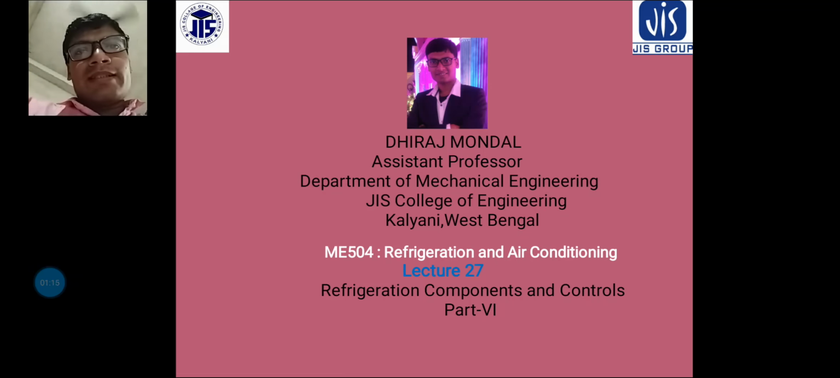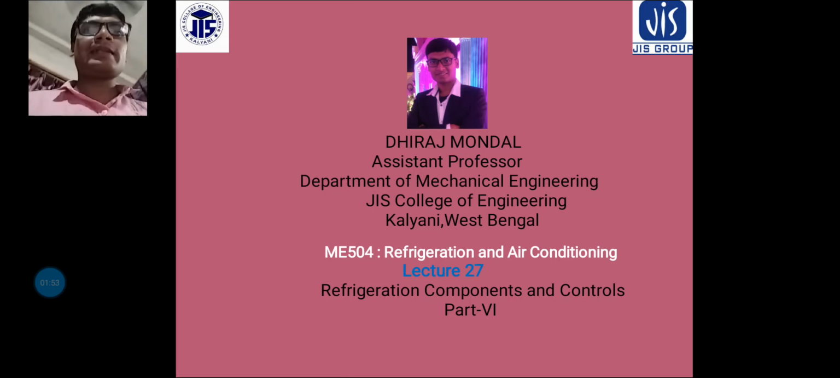You know that we were discussing the refrigeration and air conditioning subject, where the refrigeration components and control, which is coming under module 2, was discussed in the last few classes. It has been taken from lecture number 22 to 26. These are the lectures related to refrigeration components and control, and this is part 6. Today we will be discussing some expansion devices and the evaporator.